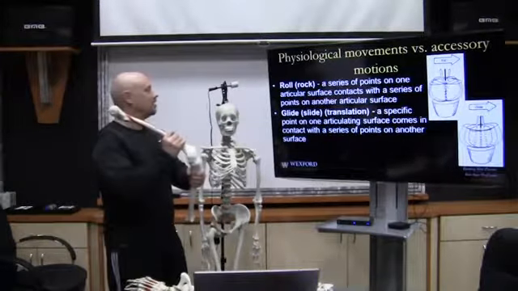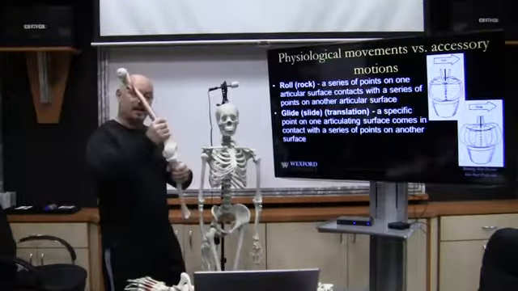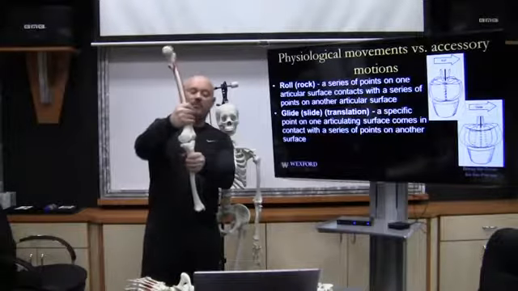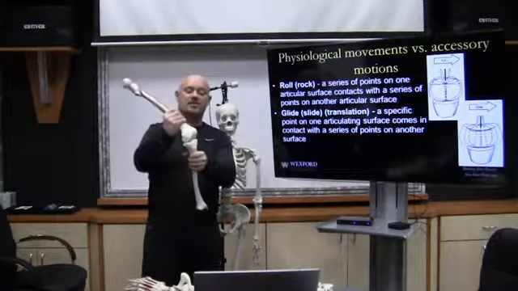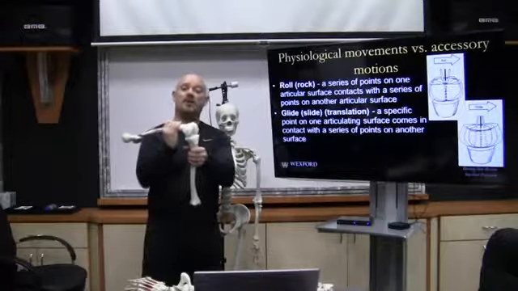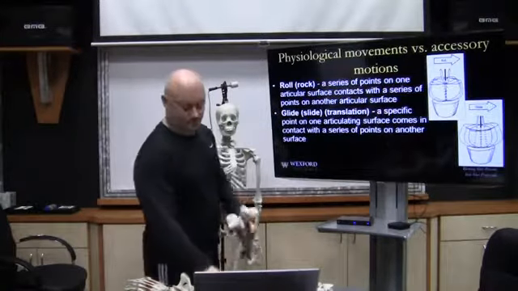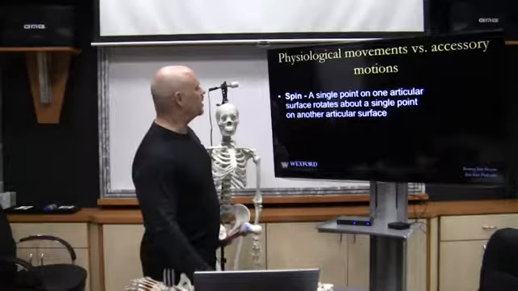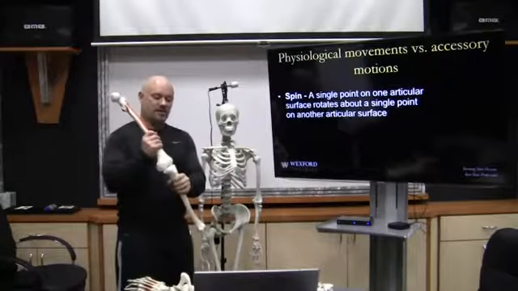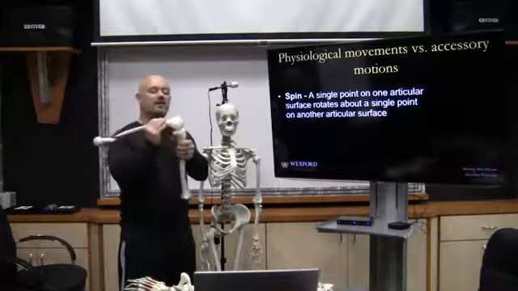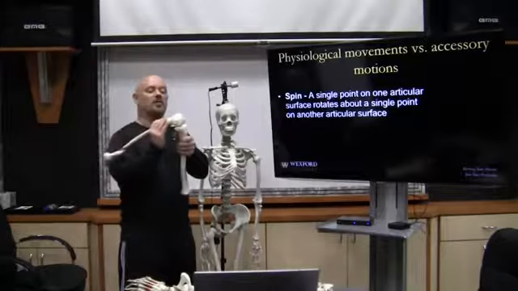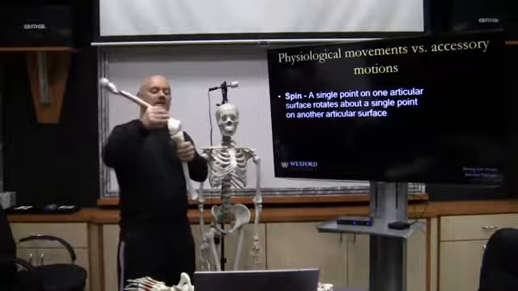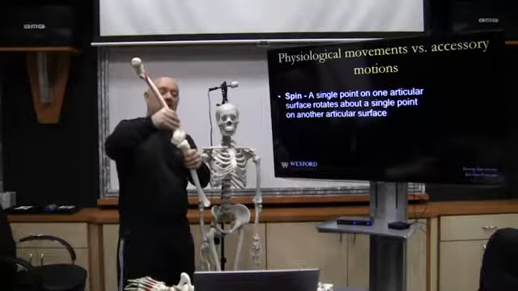That's that rock. The glide is a specific point of one articulating surface coming into contact with a series of points of another. So as it rolls back, it's also going to slide so it can keep all points in contact with that articulating surface. Now spin is a single point on one articulating surface rotating about another single point. So we talked about that. As we come back up, it rolls back, rolls forward, glides, then it gets to the top and it spins and locks into place.